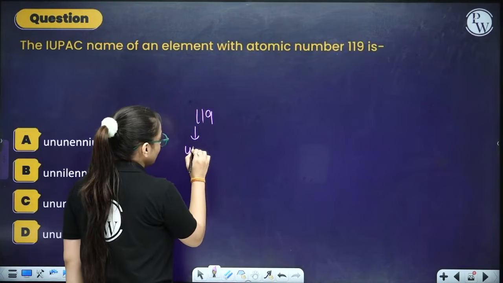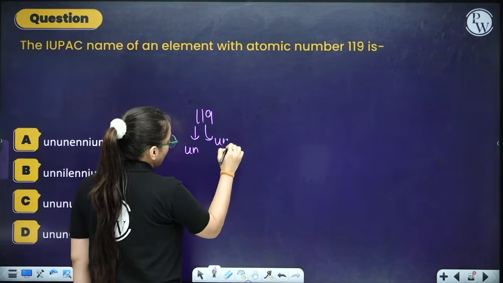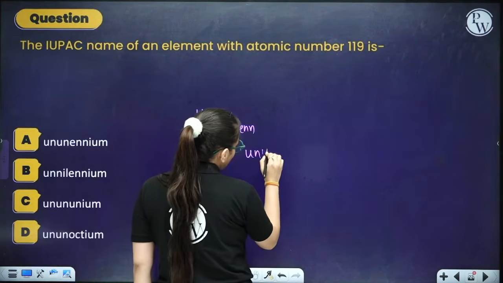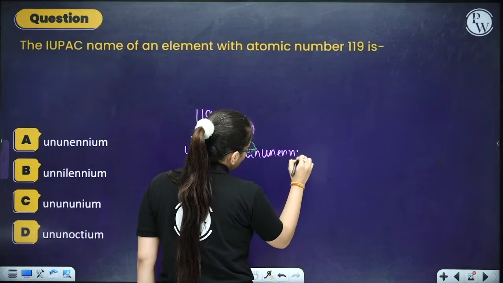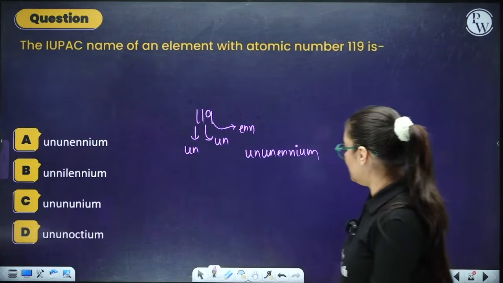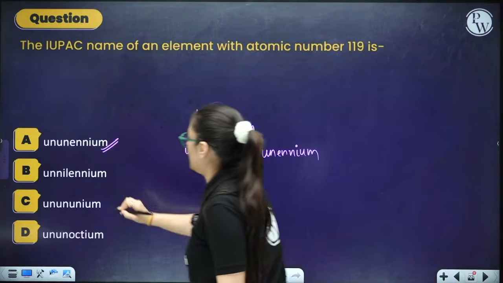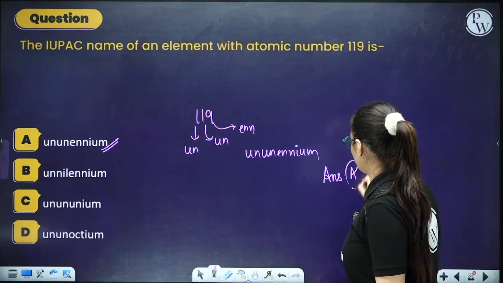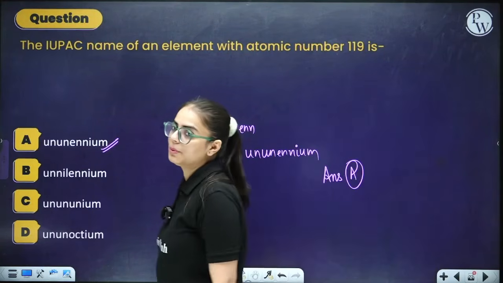For 1 we are going to write un. Again for 1 we will write un. For 9 we are going to write enn. So it is going to be ununennium. So this is going to be the name ununennium. That means, ma'am, option number A is going to be the right answer. Clear, everybody? Everybody please write it down.